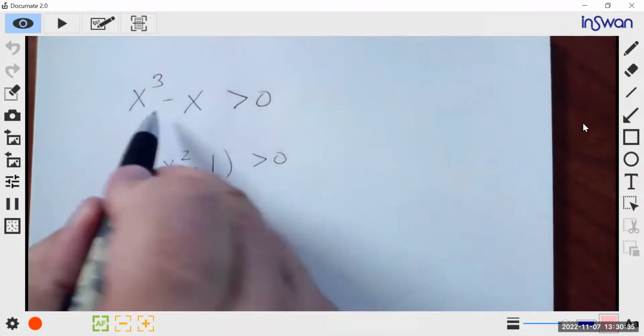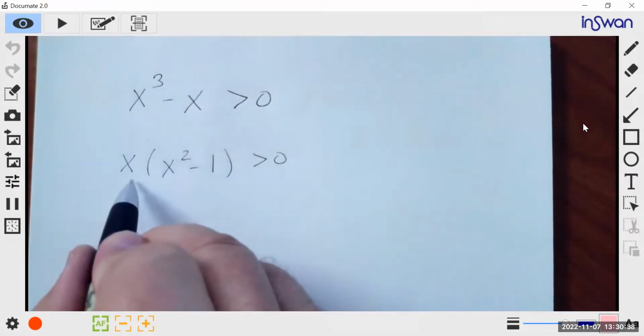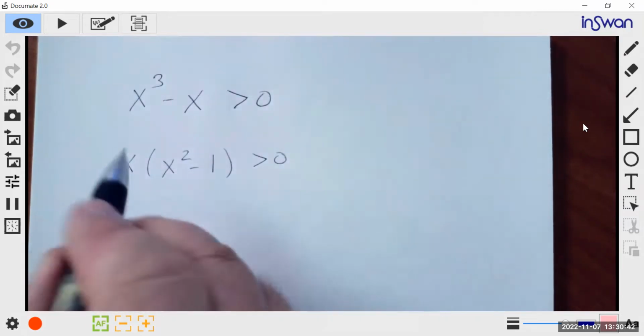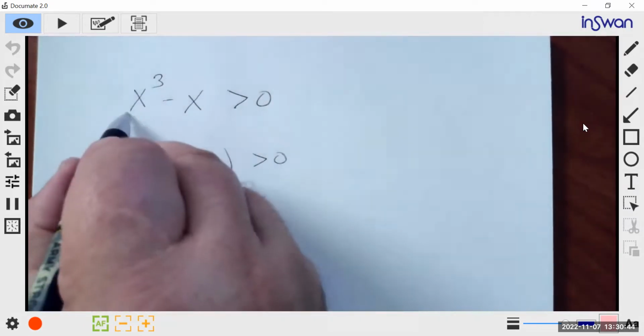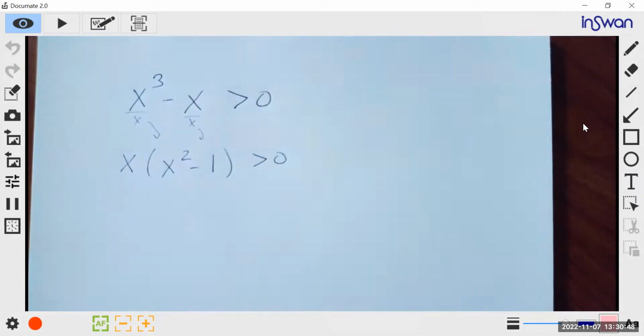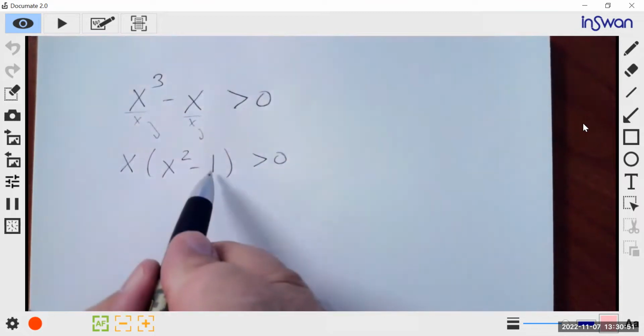They both have an x in common. I can factor out an x. If I take out one x, I have x squared minus 1. Remember, whenever you factor something out, divide by it, that tells you what goes inside the parentheses. Because a lot of people forget that 1 right there.